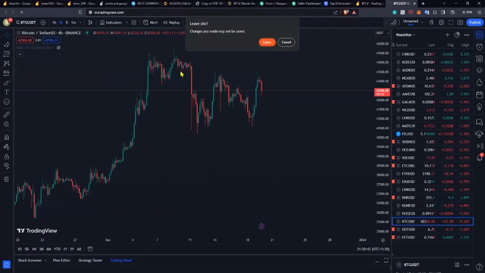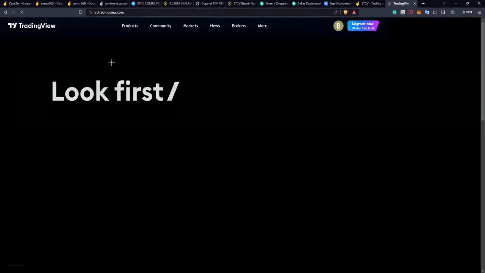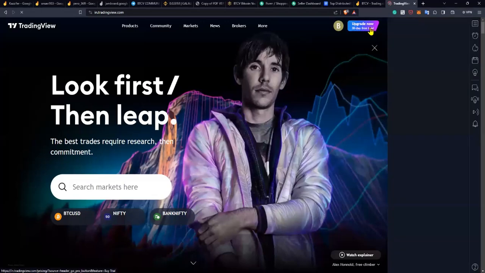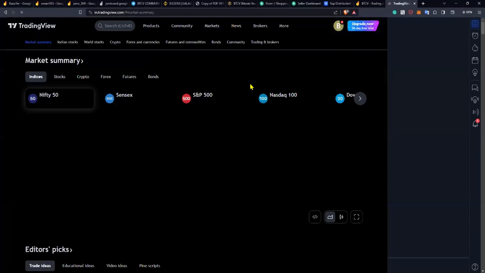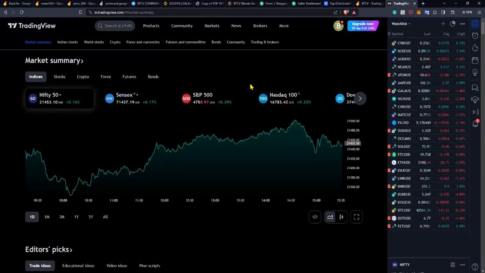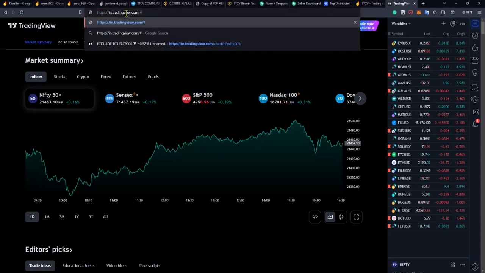I didn't, because TradingView needs a subscription. No, TradingView does not need a subscription. I am still using a free account on TradingView. See, it's saying upgrade now, 30 days free trial. You can create a free account on TradingView. You don't need to pay a penny to them. You don't have to buy the subscription or something like that. Nothing to be worried about. I am still using the free version, and it's working fine.